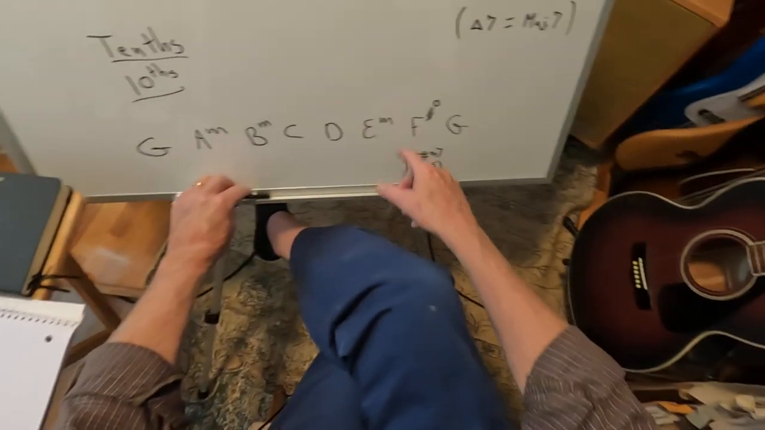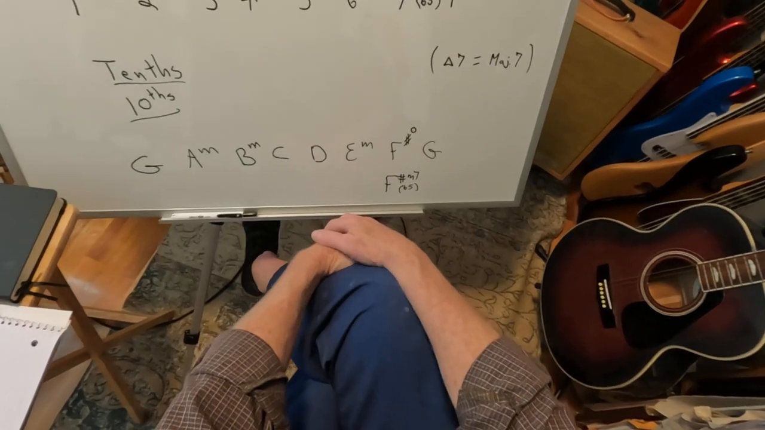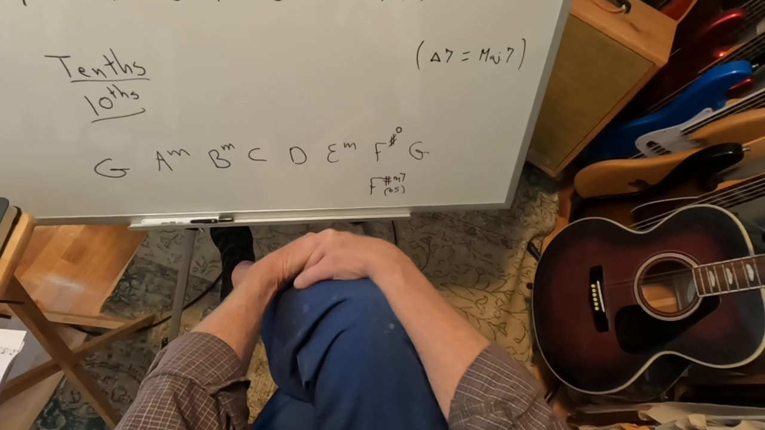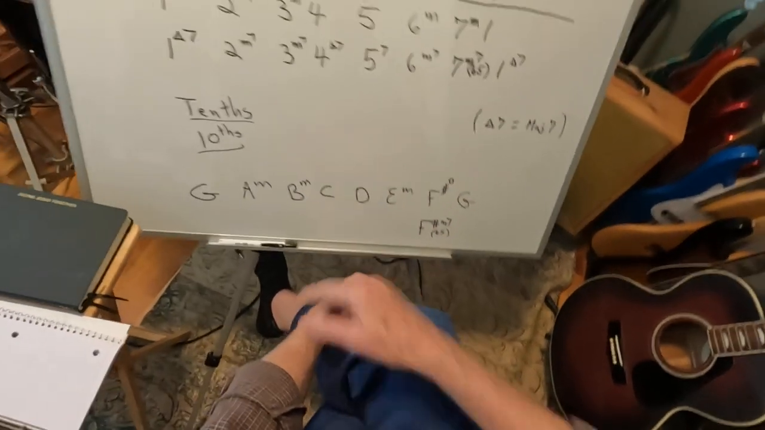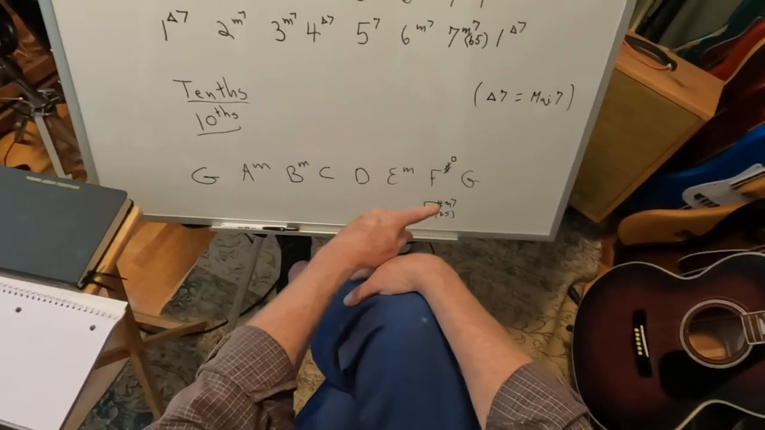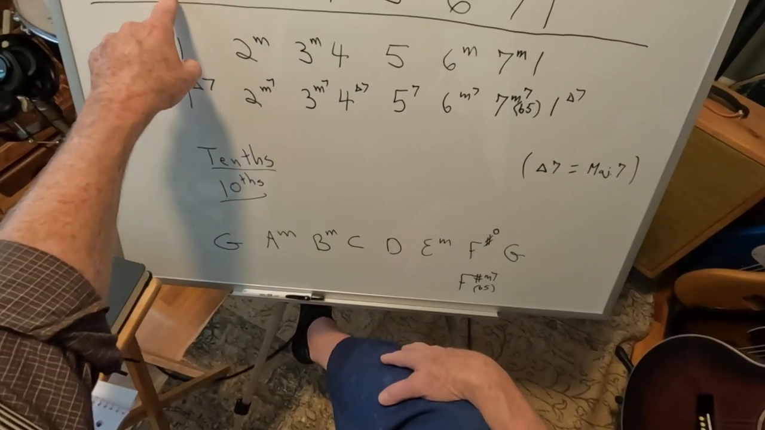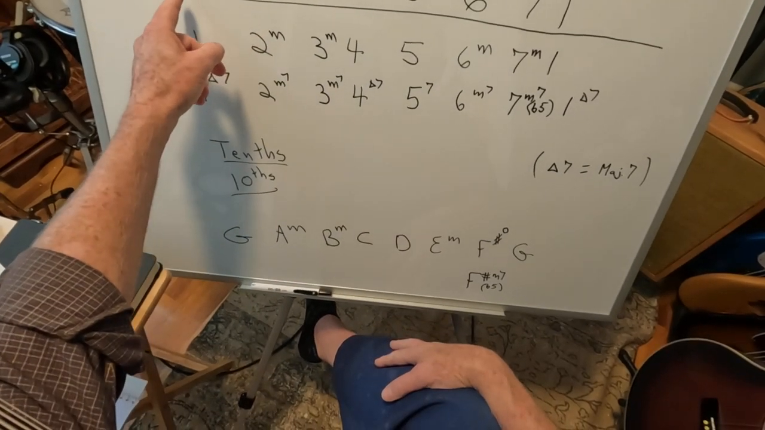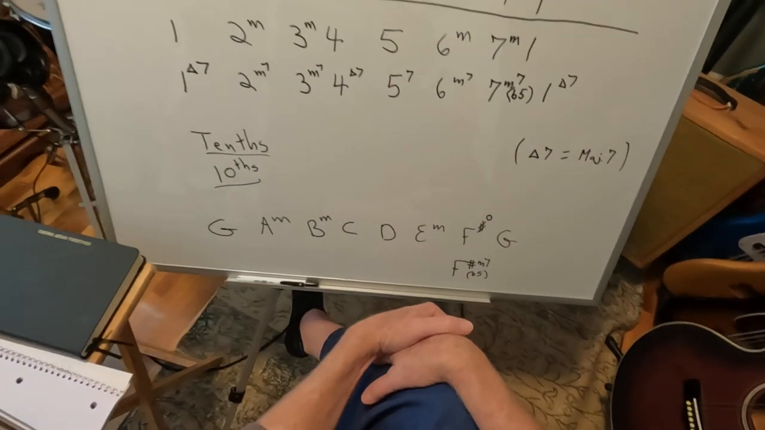But the reason I showed it as a diminished right there is we're not talking about sevenths, we're just talking about tenths, and it's a two-note chord. So this gets treated just a little bit differently, but anyway. Those are the chords of the G major scale, and the G is the tonic, and we call that the one. And so if you use the numbers, it would be 1, 2, 3, 4, 5, 6, 7, and then back to 1.